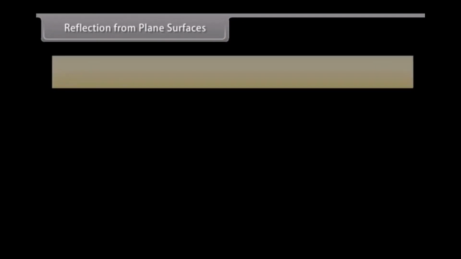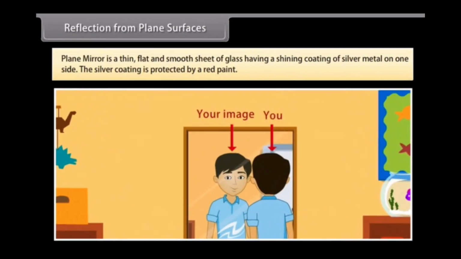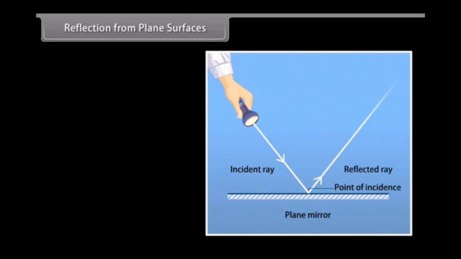Reflection from plane surfaces. A plane mirror is a thin, flat, and smooth sheet of glass having a shining coating of silver metal on one side. The silver coating is protected by red paint. The meanings of important terms are as follows to understand the figure.